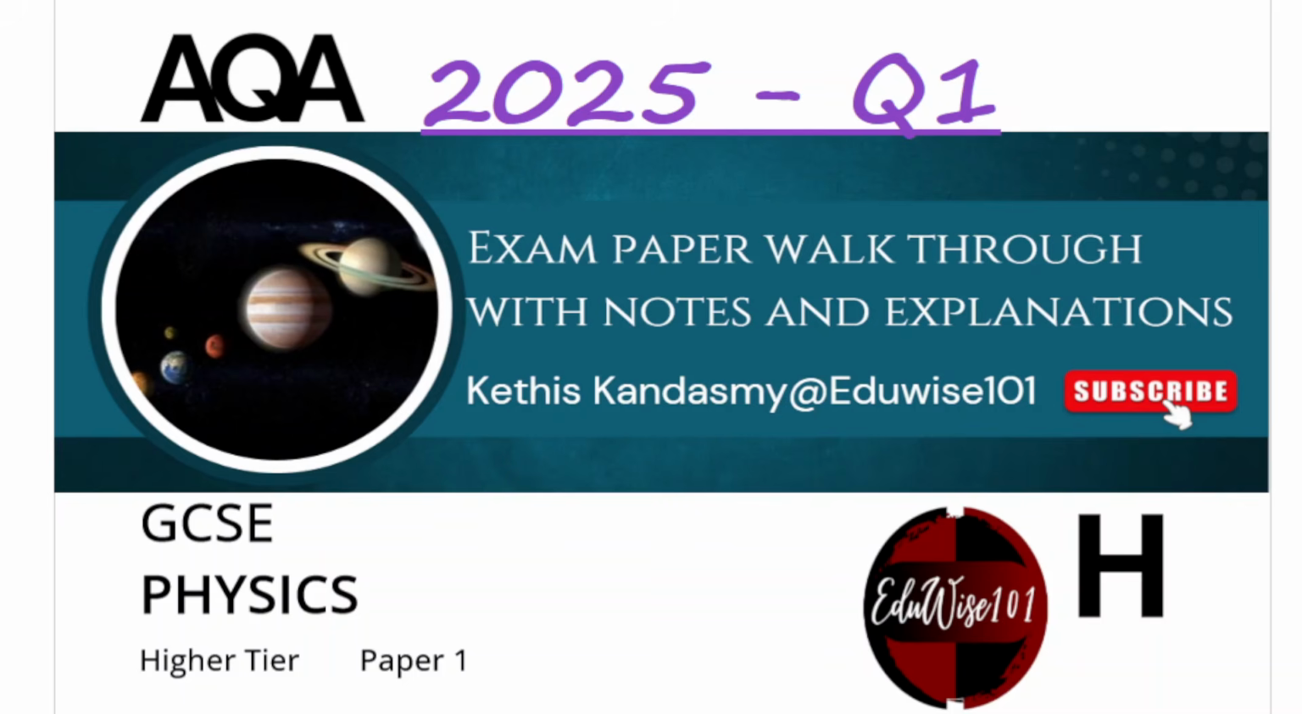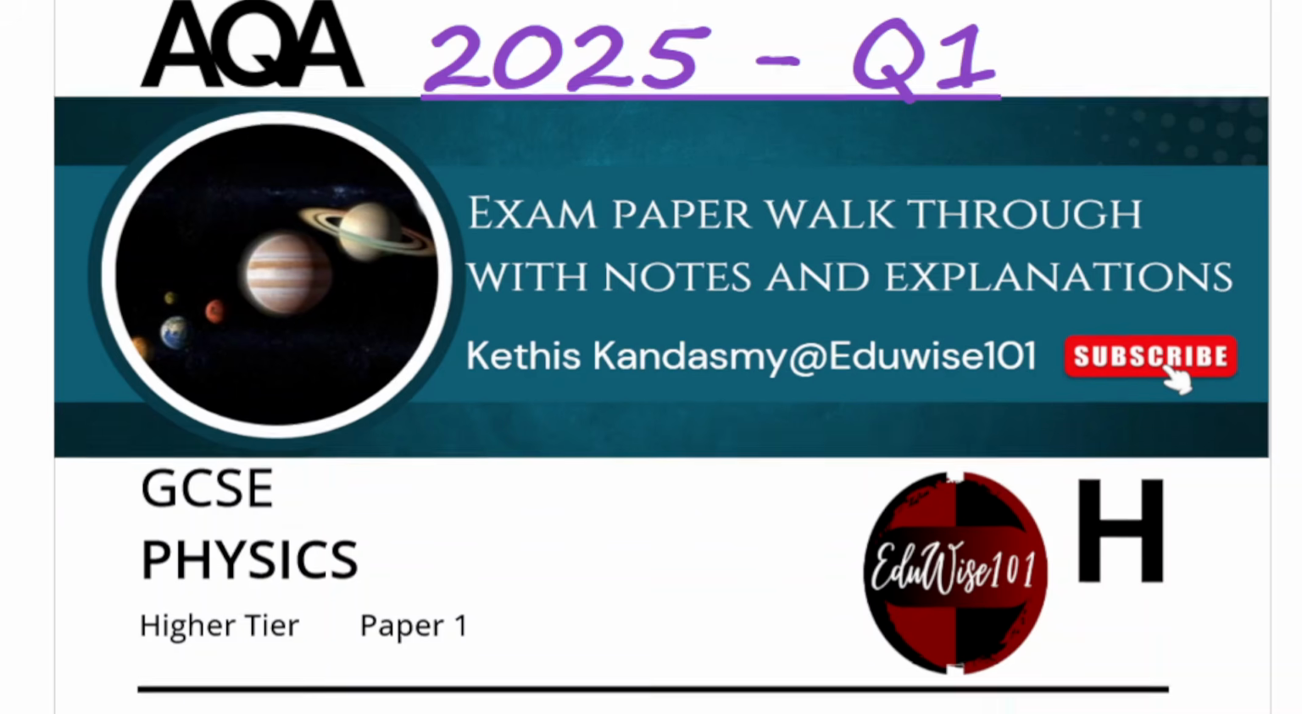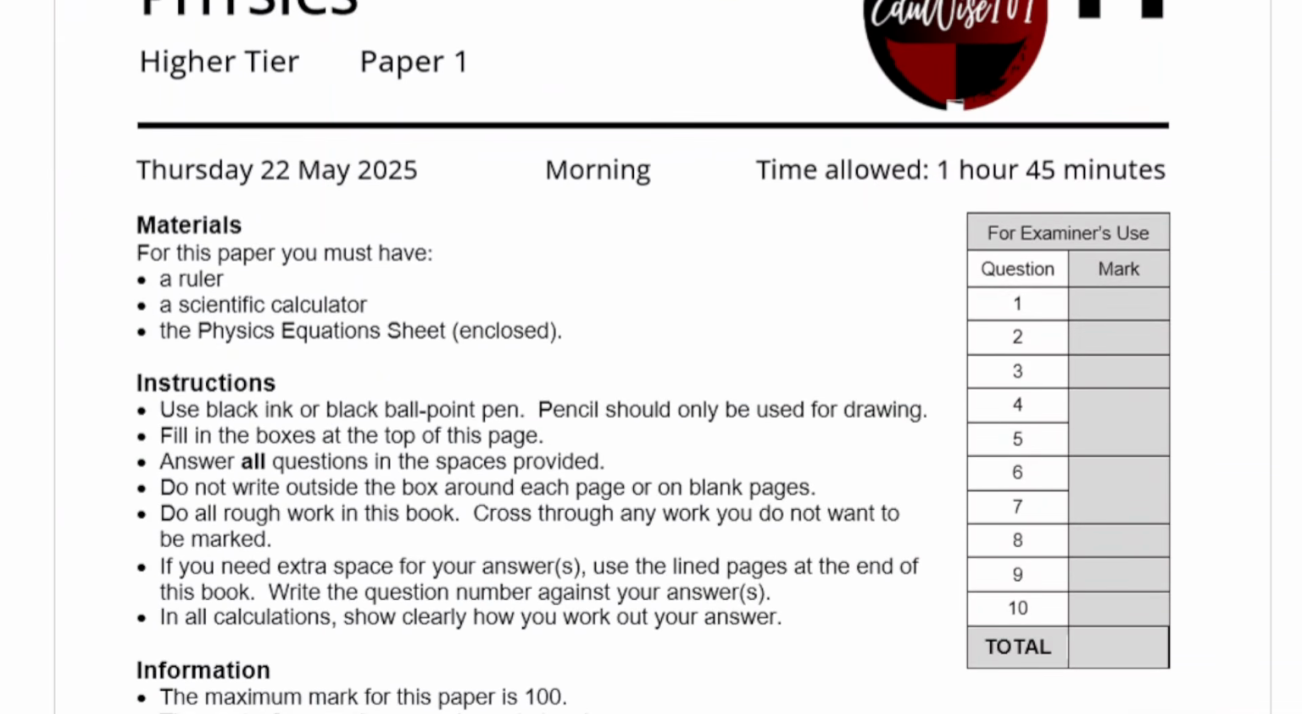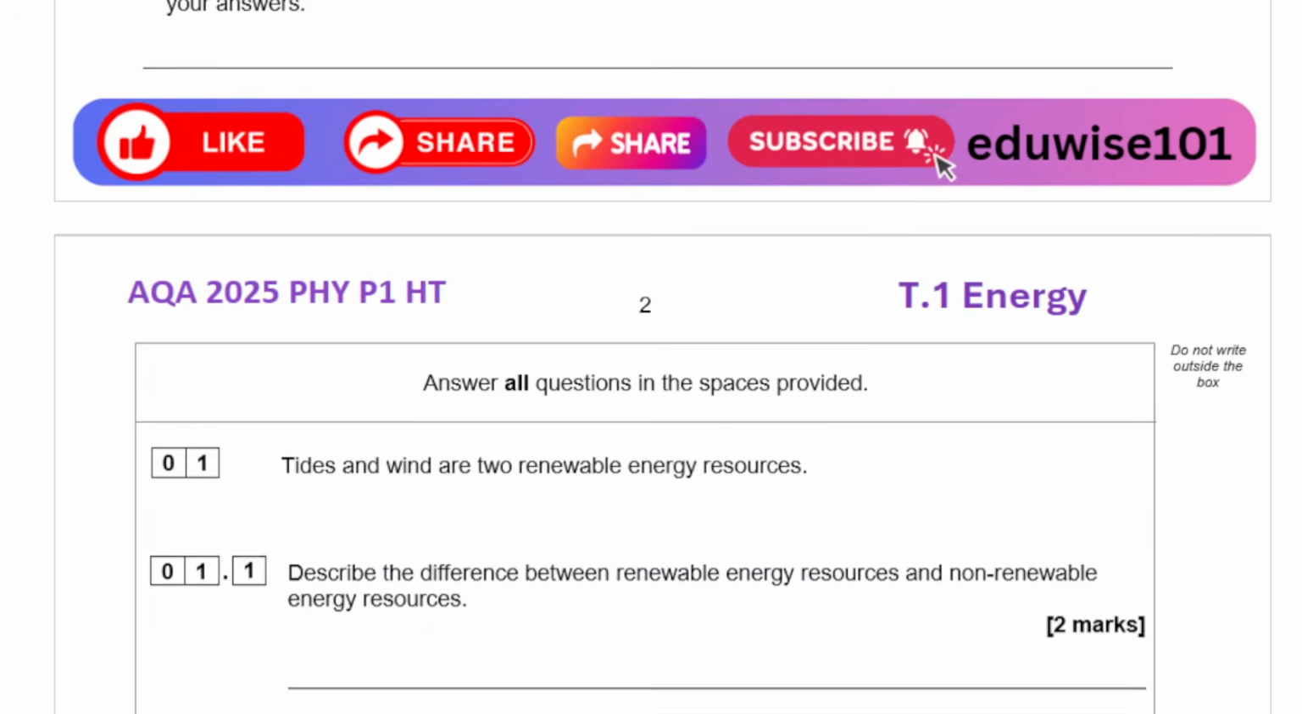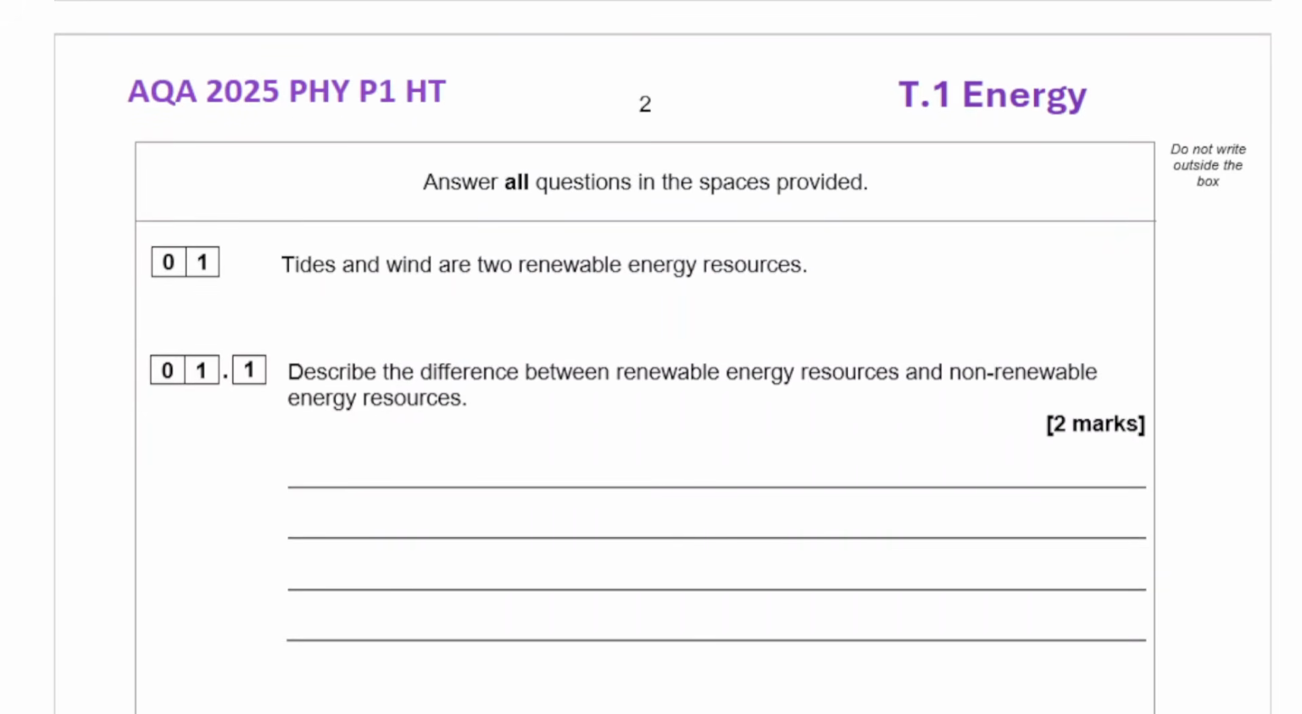In this video, I'm going to go through the AQA Physics Paper 1 Higher Tier from 2025. This is the separate science of the triple science physics. This paper is 1 hour 45 minutes long and it has 10 questions. Question number 1 is on the topic of energy.